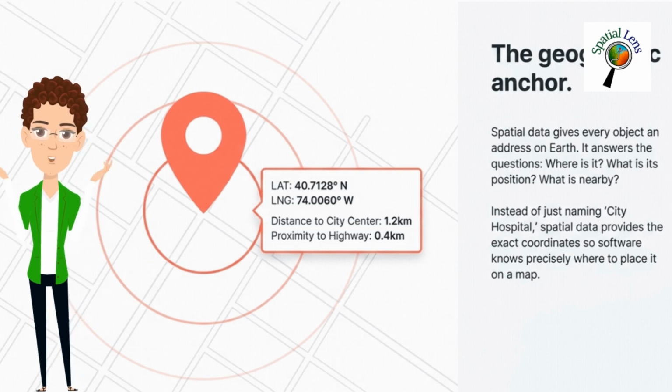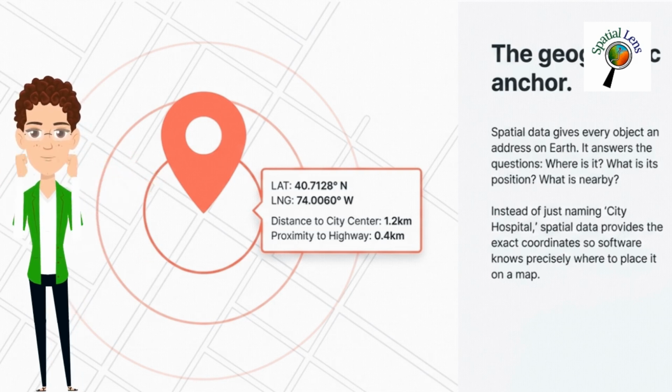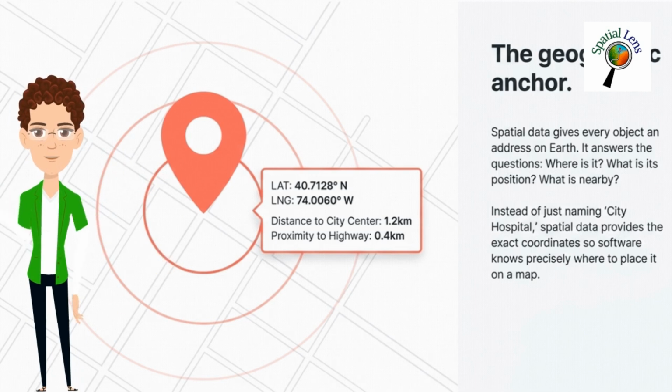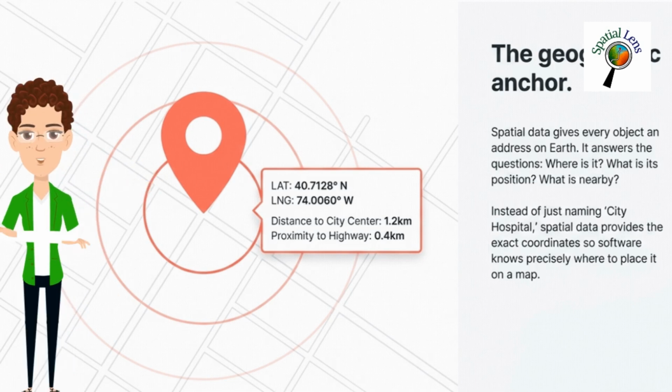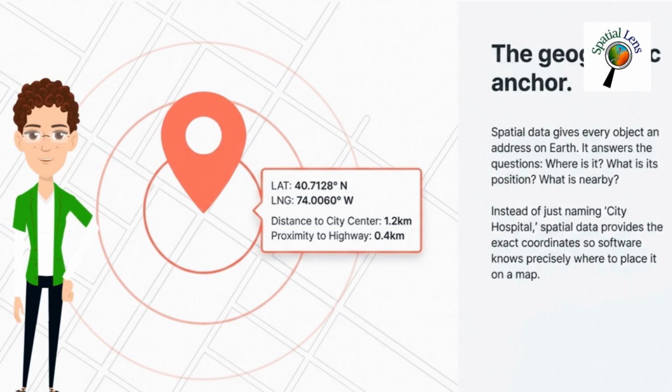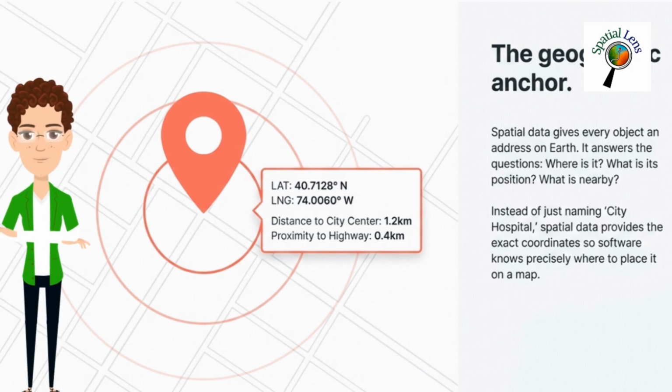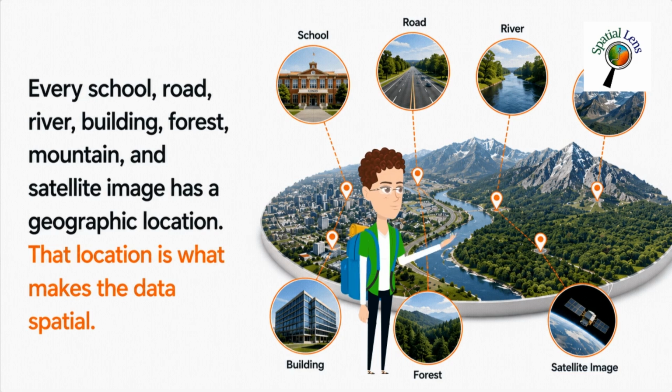For example, instead of simply saying city hospital, spatial data tells us that the hospital is located at a specific latitude and longitude, or at a particular position on a map. Now the hospital can actually be displayed inside GIS, because the software knows exactly where to place it. You can think of spatial data as giving every object an address on the Earth. Every school, road, river, building, forest, mountain, and satellite image has a geographic location. That location is what makes the data spatial.